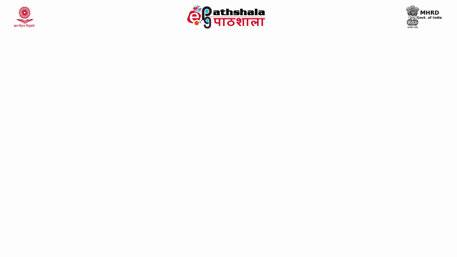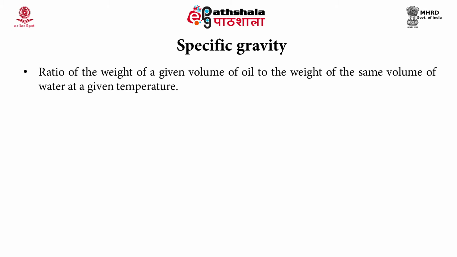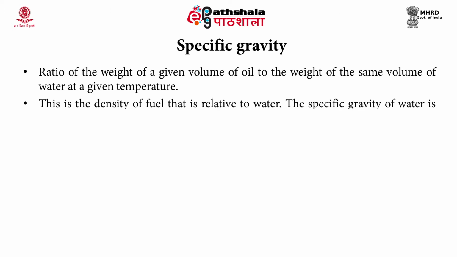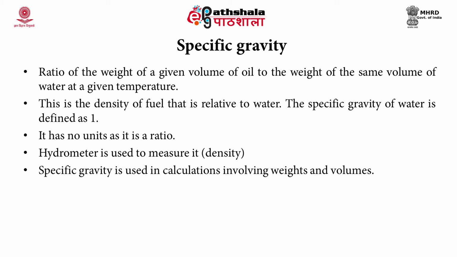Another property is the specific gravity. It is the ratio of the weight of a given volume of oil to the weight of the same volume of water at a given temperature. That is, it denotes the density of fuel with respect to water, and the specific gravity of water is hence 1. This property has no units since it is a ratio, and since it is based on density, a hydrometer is used for the estimation of the specific gravity.